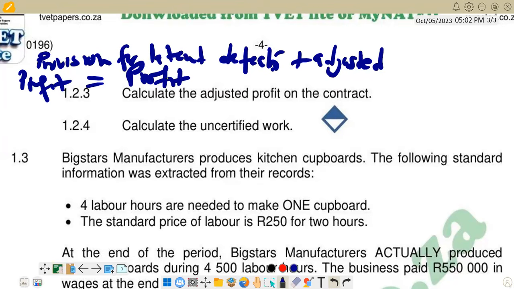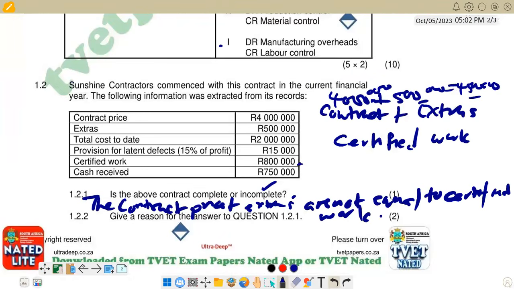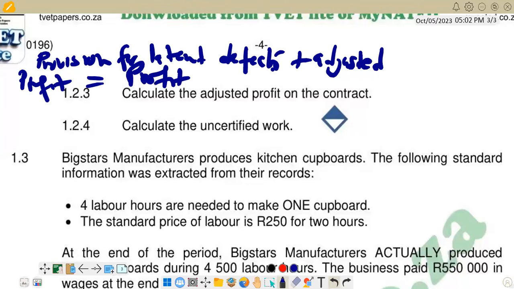Right. Then from our information, let's try to see in that formula what information we have. We see that we only have the figure for provision for latent defects, which is 15,000. But we are being told that it's 15%. So we go back to use that information. The other information, we don't have it. So here we only have the information that latent defects are 15,000 and they are equal to 15%.